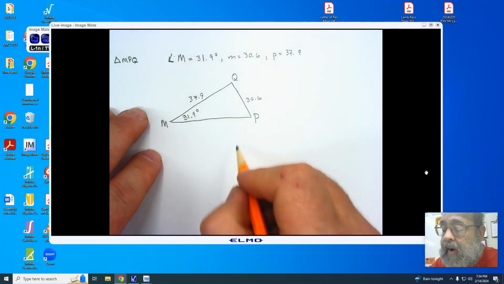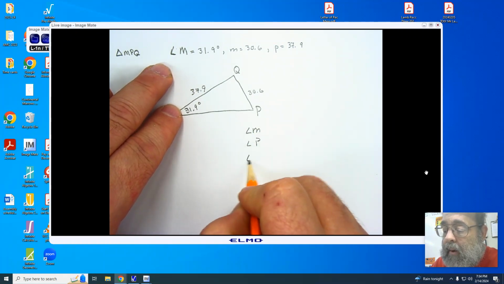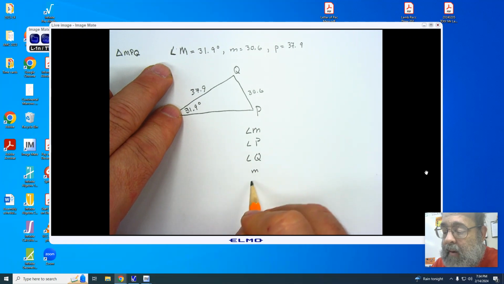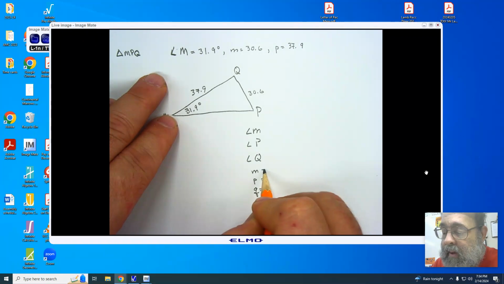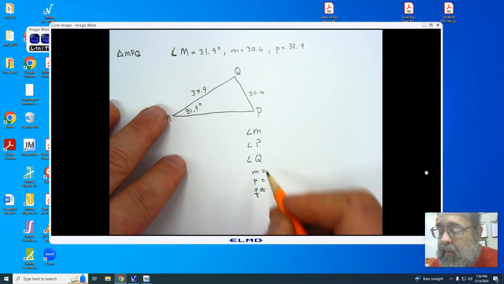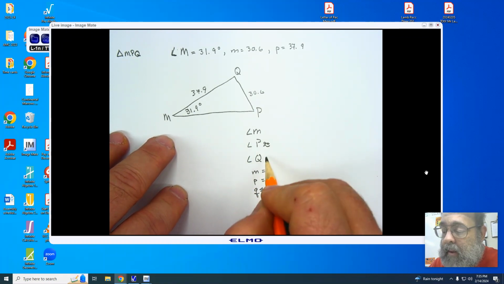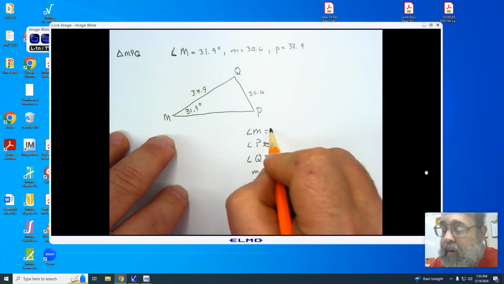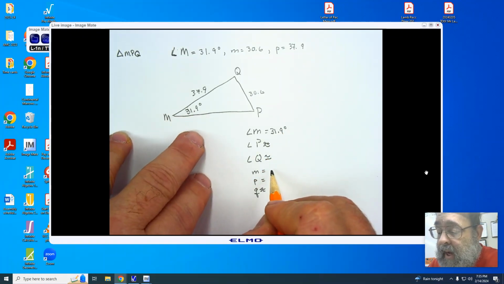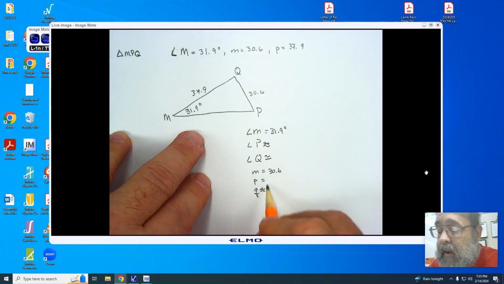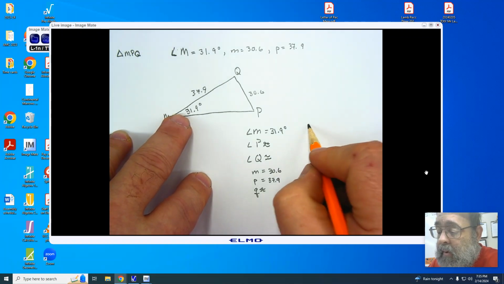Let's put down our information that we're going to be locating. Angle M, angle P, angle Q, lowercase m, lowercase p, and lowercase q. These are the sides that we're going to be finding. We'll have to locate Q, and we'll be finding angle P and angle Q. We are given 31.9 degrees. I'm going to fill in side M is 30.6 and P is 37.9. We're then going to repeat this.